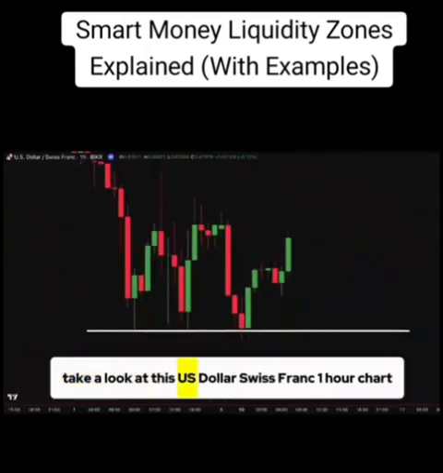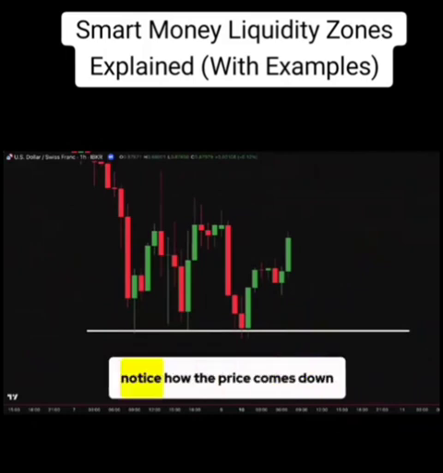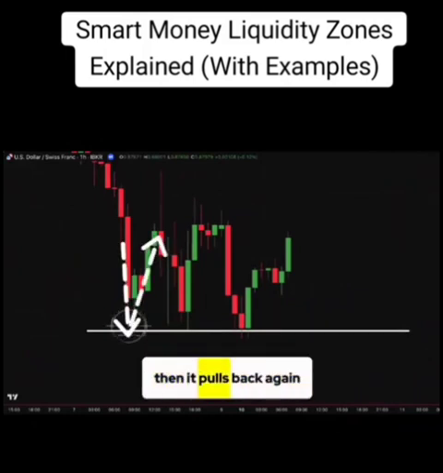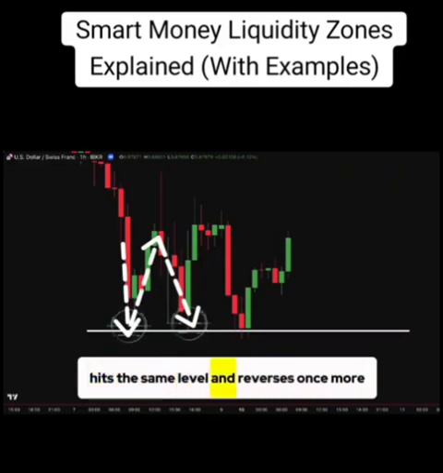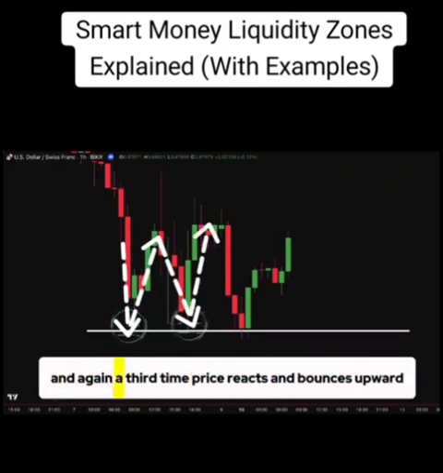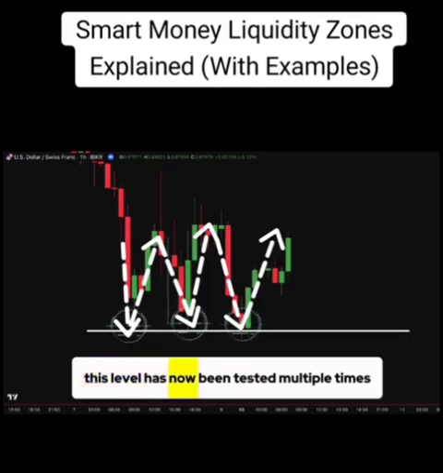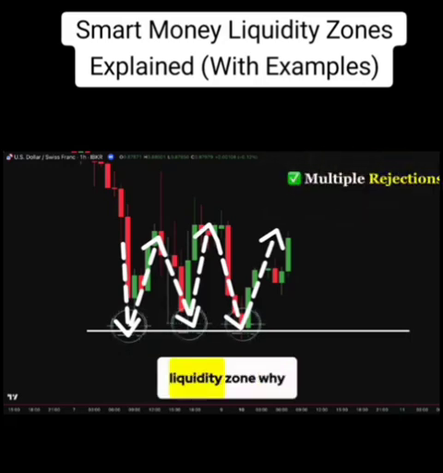Alright, take a look at this US dollar Swiss franc 1-hour chart. Notice how the price comes down, touches this level and reverses. Then it pulls back again, hits the same level and reverses once more. And again a third time, price reacts and bounces upward. This level has now been tested multiple times, and that's the first sign of a high probability liquidity zone.